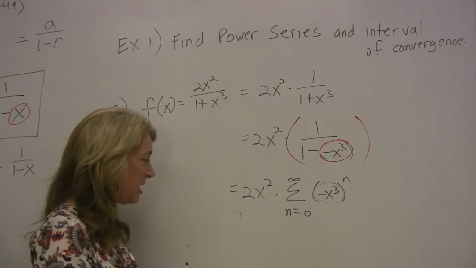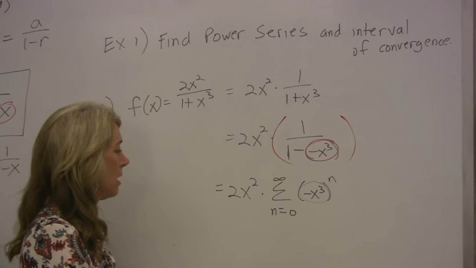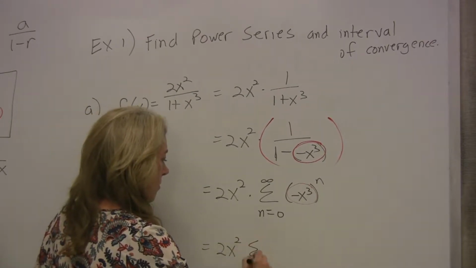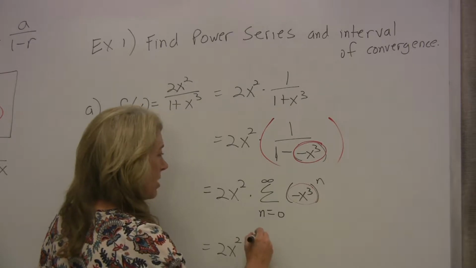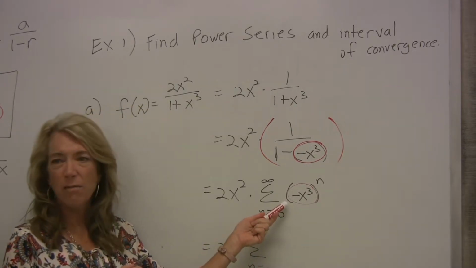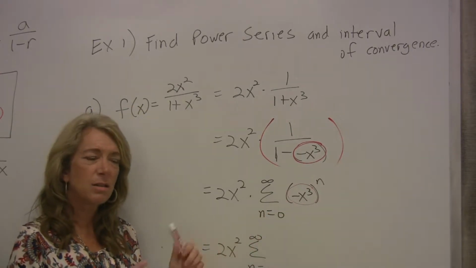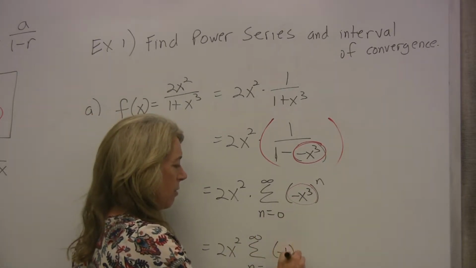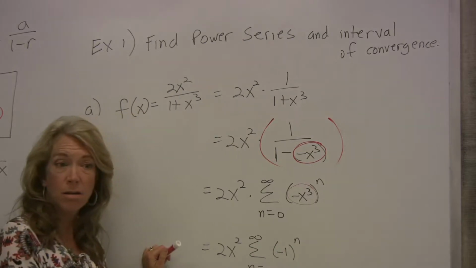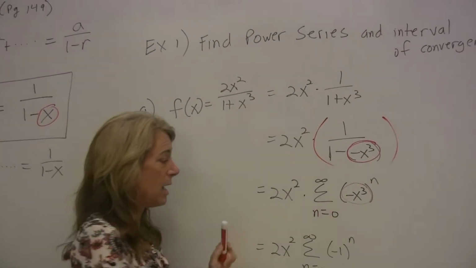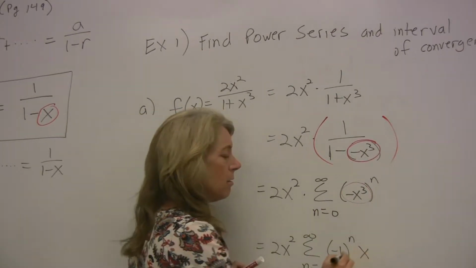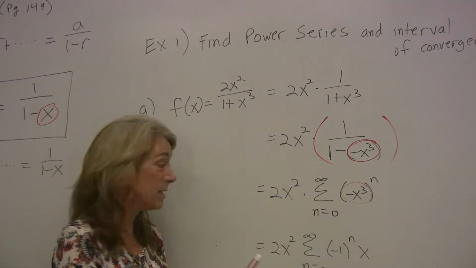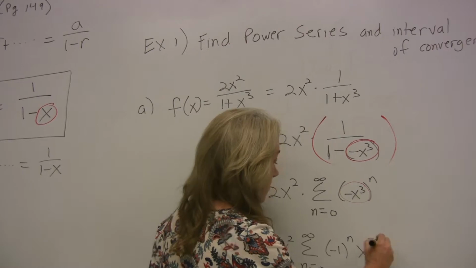So from here, we just need to simplify. I'm going to do a little bit of simplifying here. I'm going to break this one up into the negative part and the part with the x's, just to separate those out. So the negative in there is really a negative 1 to the n. And then I have x to what power? 3n. 3n, right? Because we multiply exponents, so it's 3n.